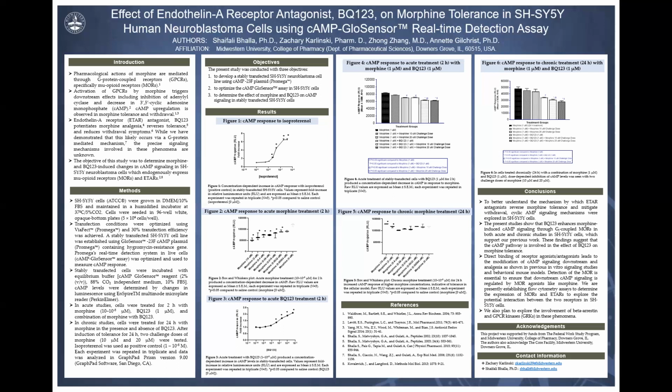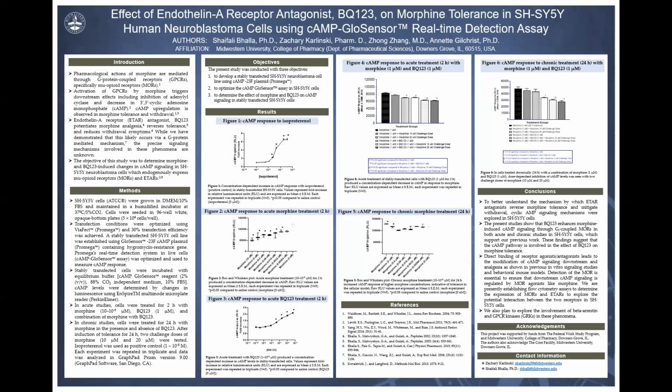In chronic studies, morphine as well as BQ123 treatment was done for a 24-hour period. And interestingly, in figure 5, we saw that with chronic morphine treatment, without the presence of BQ123, there was an increase in cyclic AMP responses at higher concentrations of chronic morphine. This is indicative of tolerance in the cellular model, similar to how we see longer latency responses in animal models.